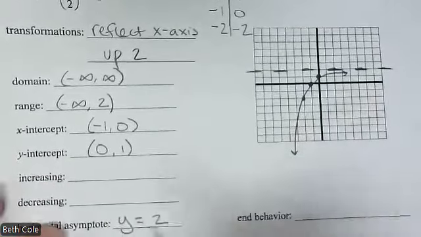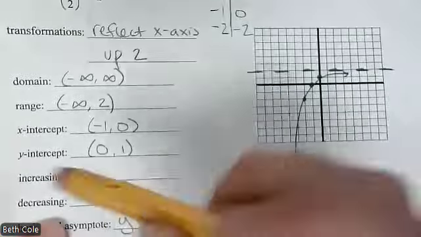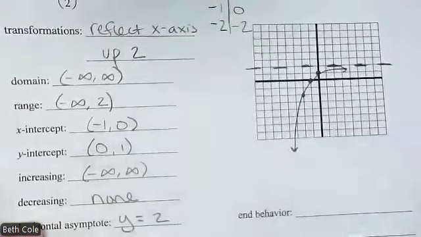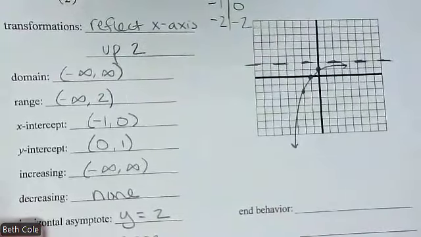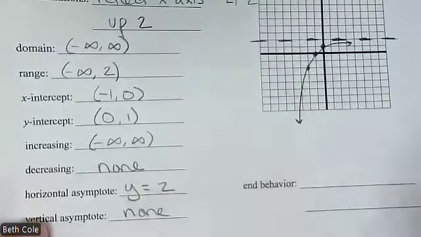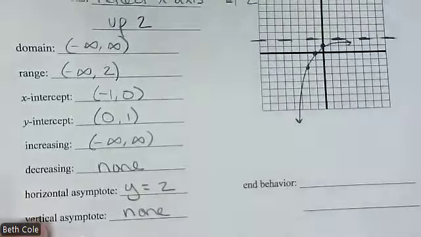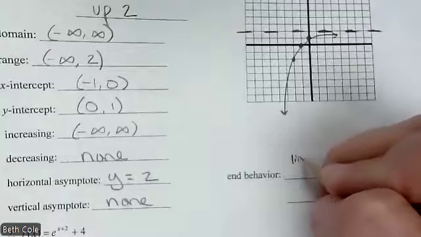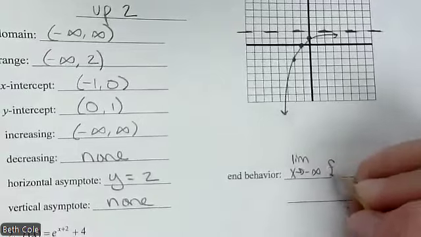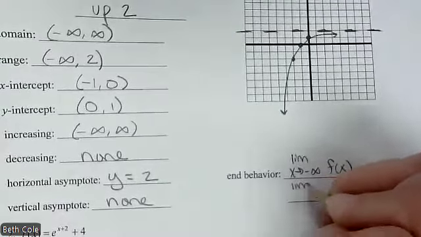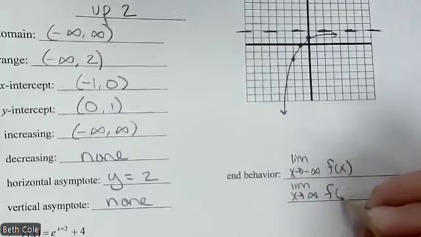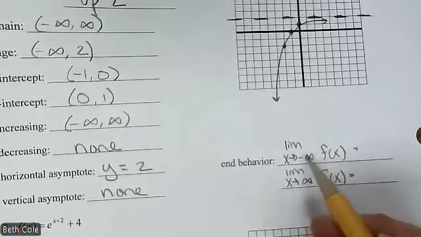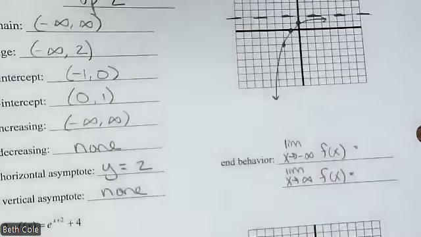All right, are we increasing or decreasing? Increasing will be the domain, decreasing is none. One or the other of those is going to say none. And one or the other of the asymptotes is going to say none. You should have at least 2 none answers for all of these. All right, and then we're going to have limit x goes to negative infinity, f of x, and then limit x goes to positive infinity, f of x. It's the logarithmic ones where you have that weird, you know, one side you're fenced in.